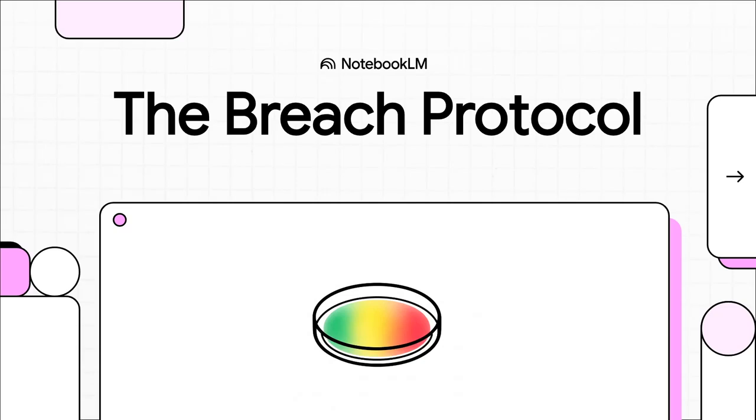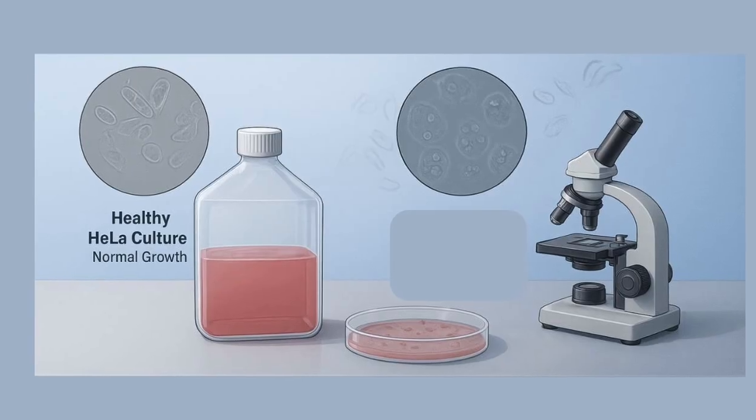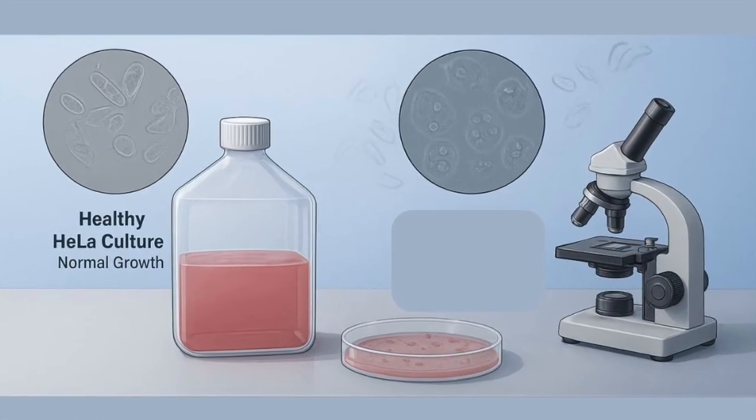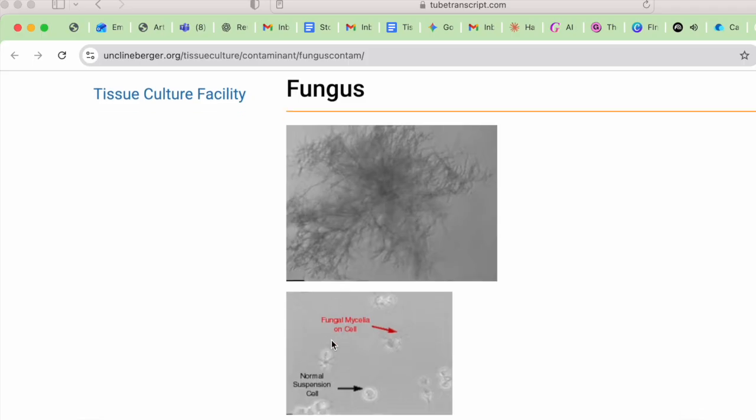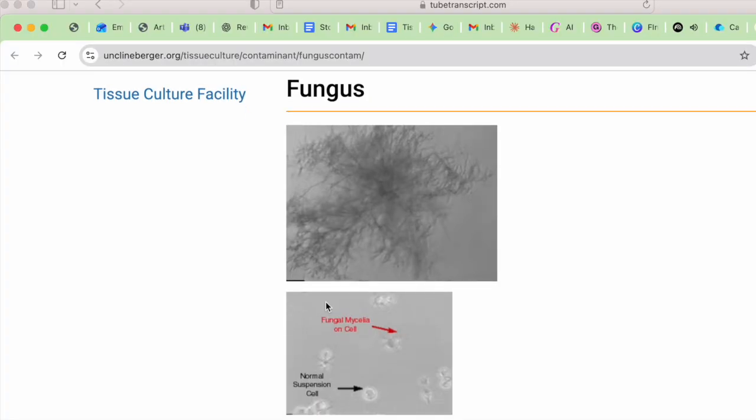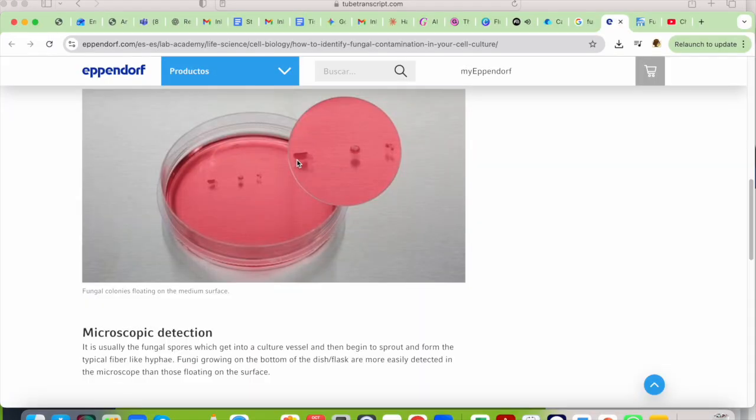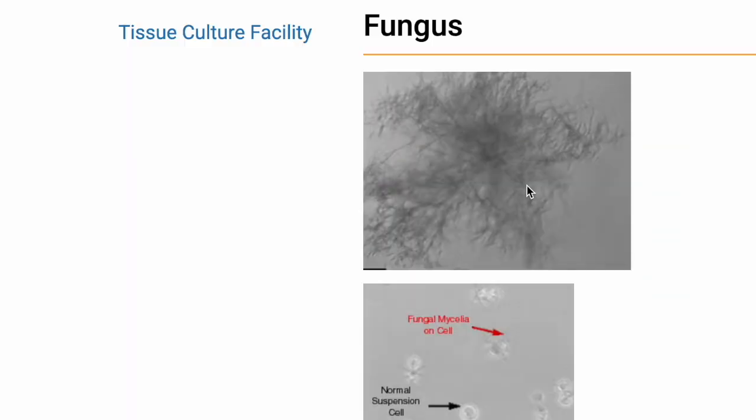You know that feeling in the pit of your stomach when you check your flask and something is off? That cloudiness, that fuzzy ring, these are the microscopic contaminants that are, and I'm not kidding, the stuff of every cell biologist's nightmares. First up, you've got the most obvious threat, fungal contamination.